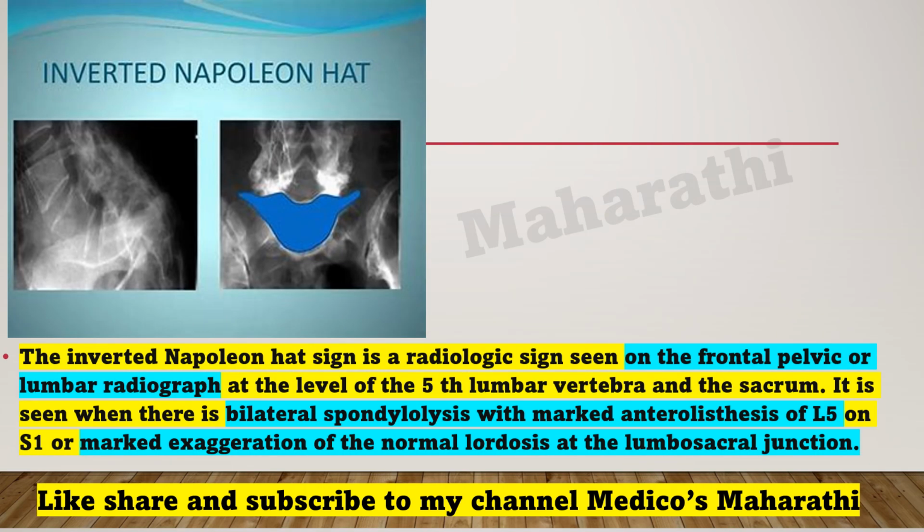So my dear friends, here we go. Inverted Napoleon hat sign is seen in case of bilateral spondylolysis with marked anterolisthesis of L5, or in case of marked exaggeration of normal lordosis at the lumbosacral junction. It is a radiologic sign seen on frontal pelvic or lumbar radiograph at the level of the fifth lumbar vertebra and sacrum. Okay, so my dear friends, 5 images for the day are done.